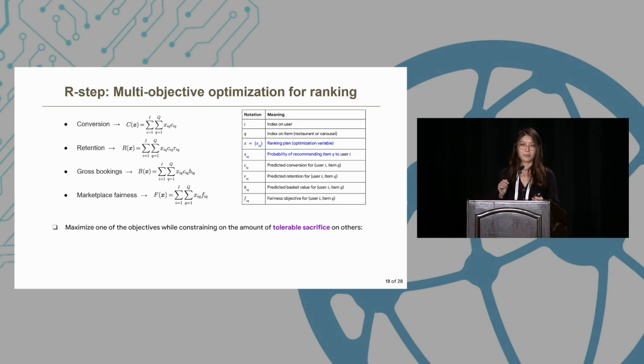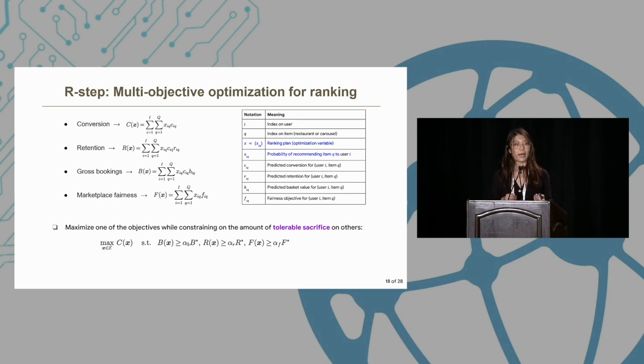And then our optimization variable X here is what we call a ranking plan, which is a collection of real-time probabilities of recommending each item to each user. And with these notations, then the four objectives that we care about can now be written as double summations here. And then mathematically, we formulate this multi-objective ranking problem as a constrained optimization problem, meaning that we maximize one of the objectives while putting a constraint on the amount of tolerable sacrifice on the others.